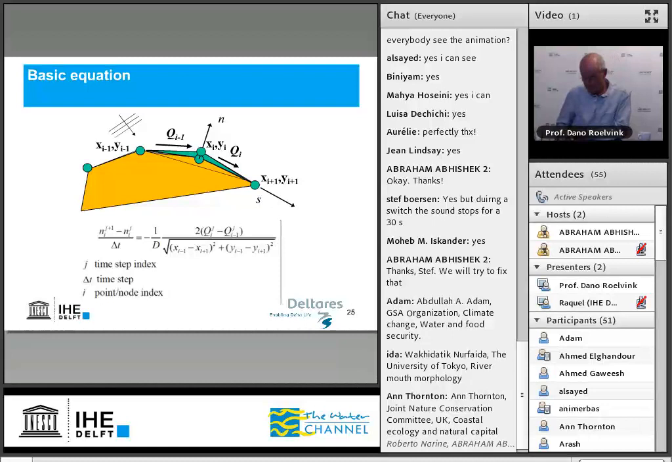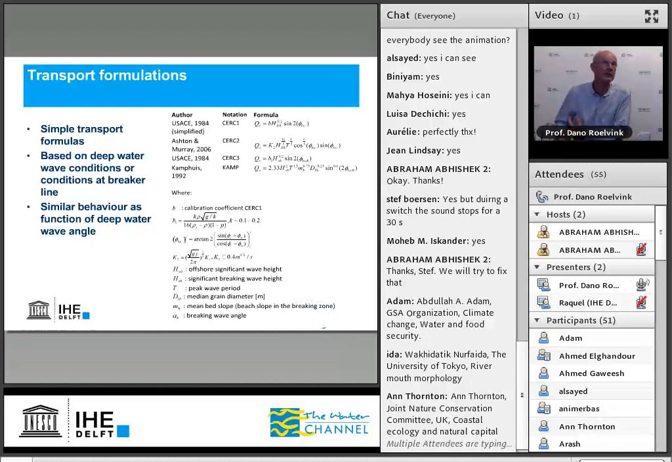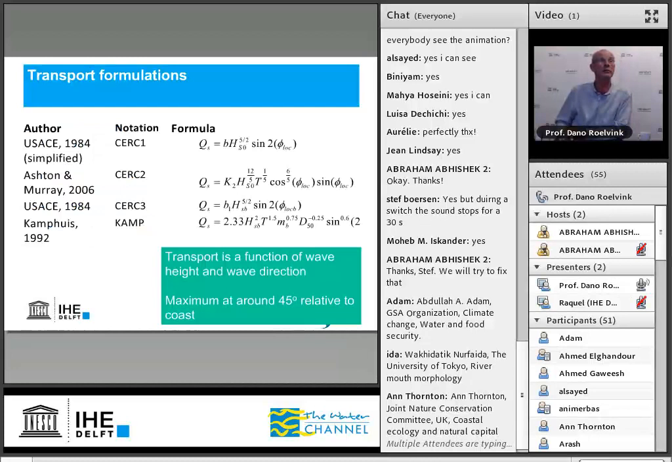Now, what is important, so we have a bunch of different transport formulas, but I won't go into the details of those, they're still very simple formulas. The important thing there to show is that transport is a function of wave height and wave direction only, and it's a maximum at around 45 degrees of relative wave direction.